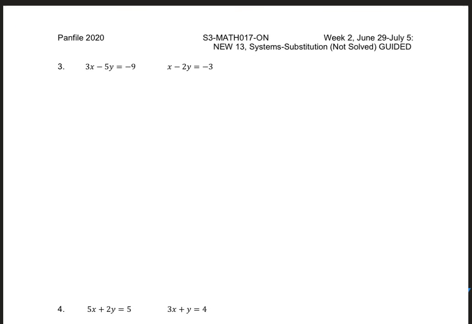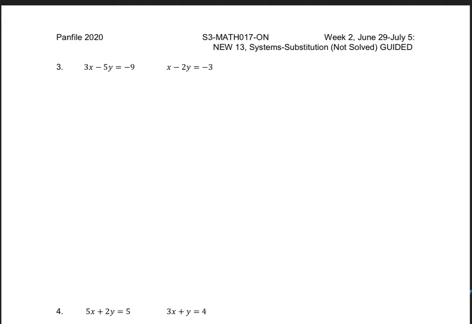All right, let's look at number 3. Again, I'm looking for a variable that doesn't have a coefficient. So the only variable here that doesn't have a coefficient is the x in the second equation. So now I need to solve it to get x by itself.